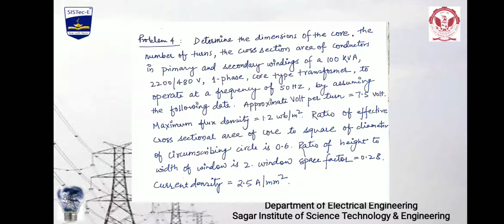Assume the following data: approximate volt per turn is equal to 7.5 volt, maximum flux density is equal to 1.2 Weber per meter square, ratio of effective cross sectional area of core to square of diameter of circumscribing circle is 0.6, ratio of height to width of window is 2, window space factor is equal to 0.28, current density is equal to 2.5 ampere per mm square.